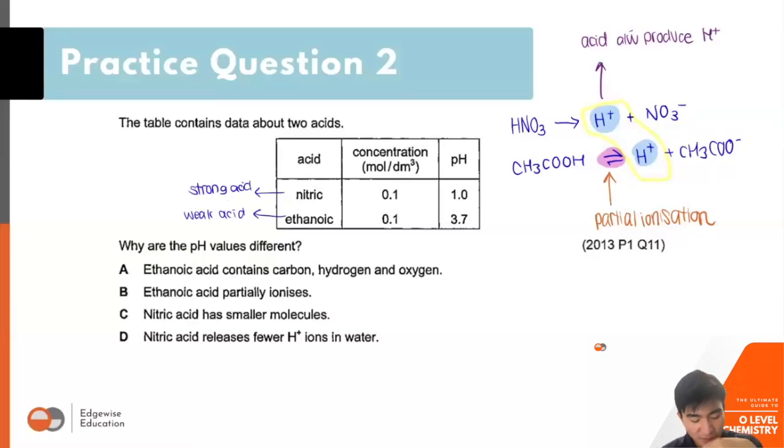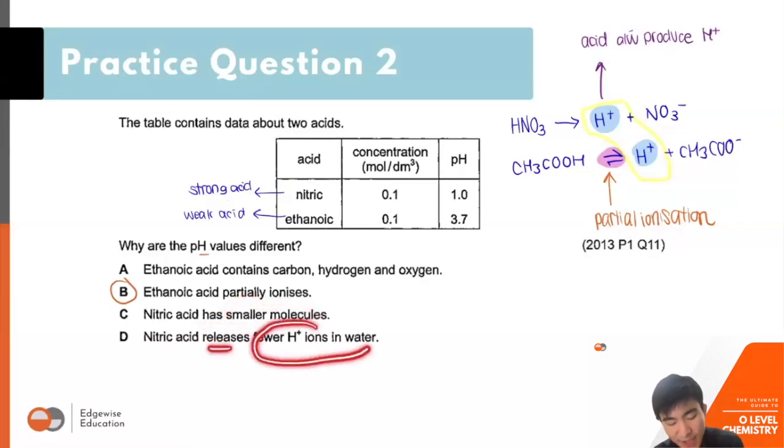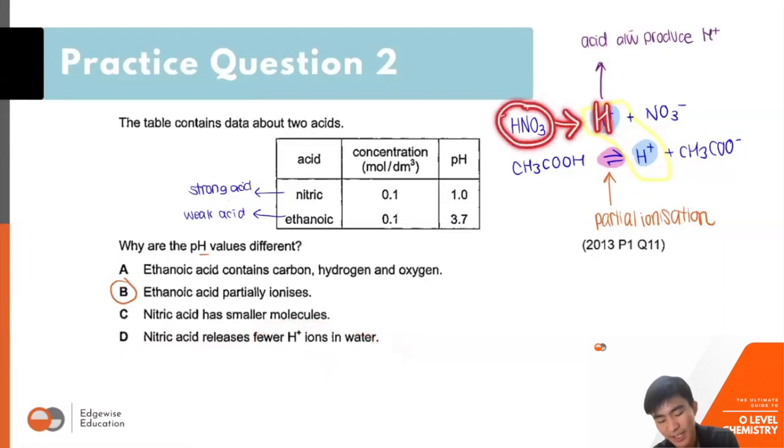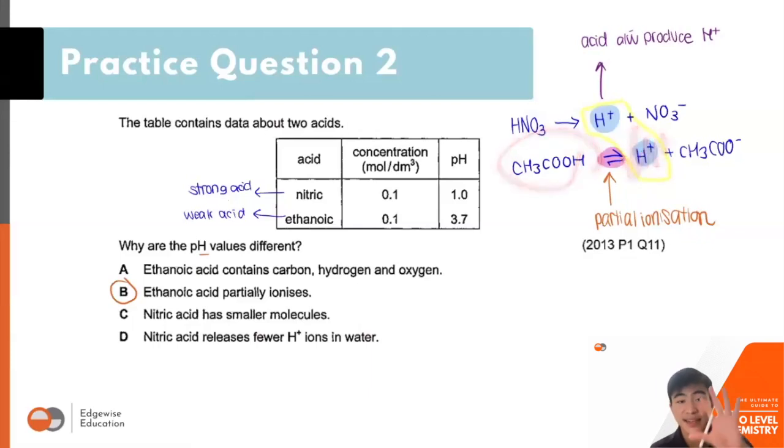Okay, great. So for this question, why are the pH values different? You are definitely right to say that ethanoic acid undergoes partial ionization, because of the reversible arrow, since ethanoic acid is a weak acid, and hence the pH value is higher. Now, size of molecules doesn't matter. "Releases fewer H plus ions" is wrong, because all of the HNO3 will become H plus. Technically, CH3COOH will give you less H plus because more of it is in its molecular form, with no charge, no ions.